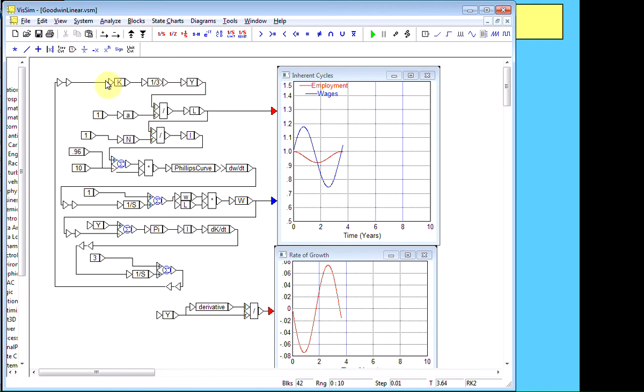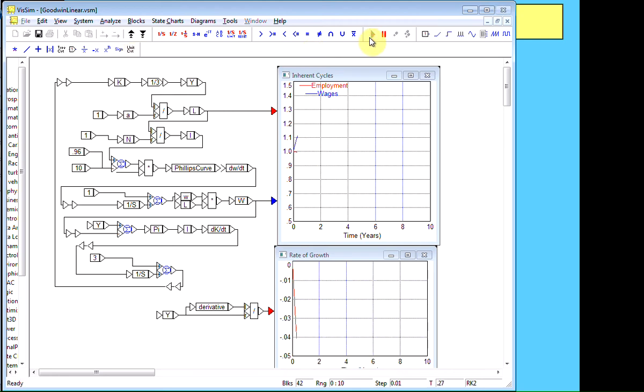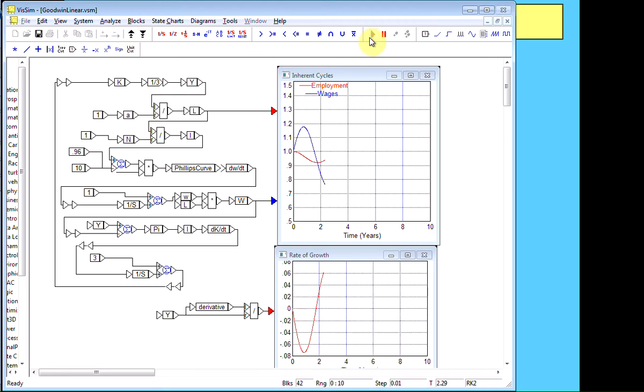Clear enough? A bit complicated first thing in the morning, but nonetheless it's true. Okay, let's simulate this model. And what you get out of it is inherent cycles. The top graph you can see is employment in the red curve, and the blue curve is wages share.